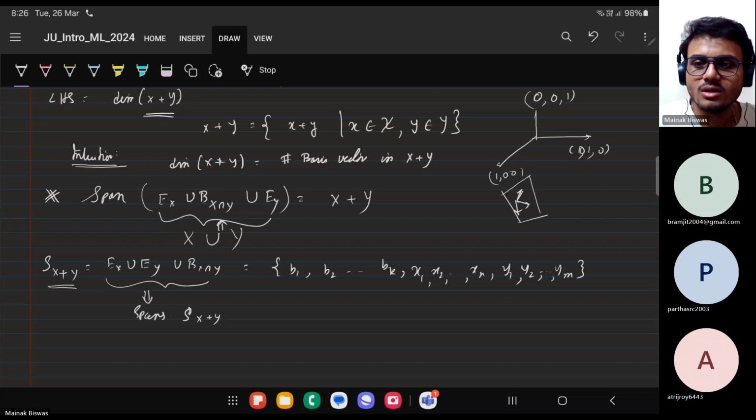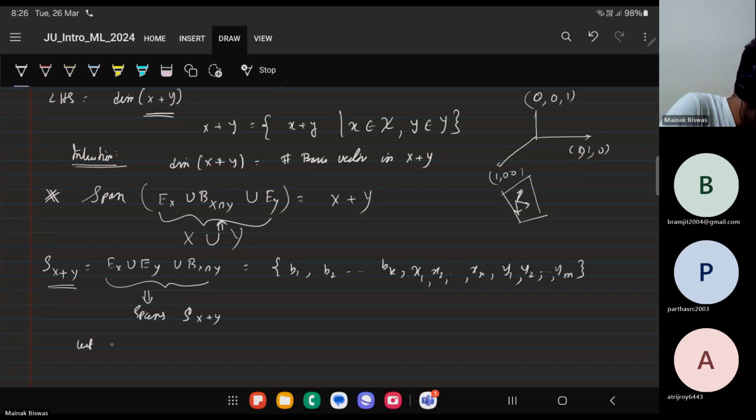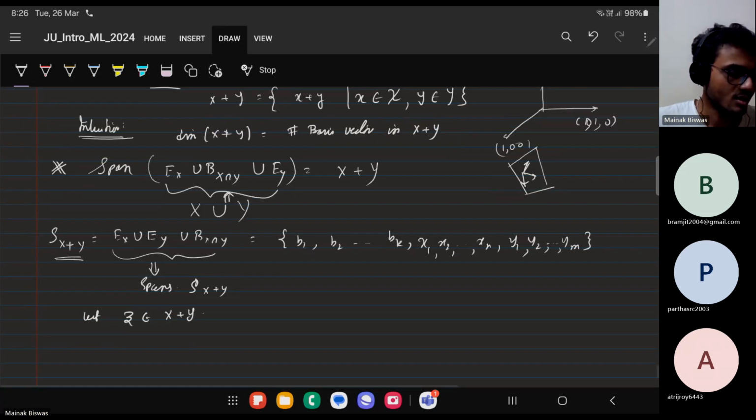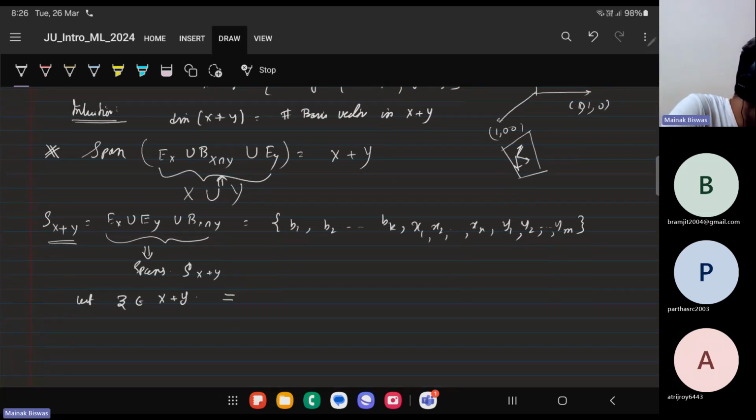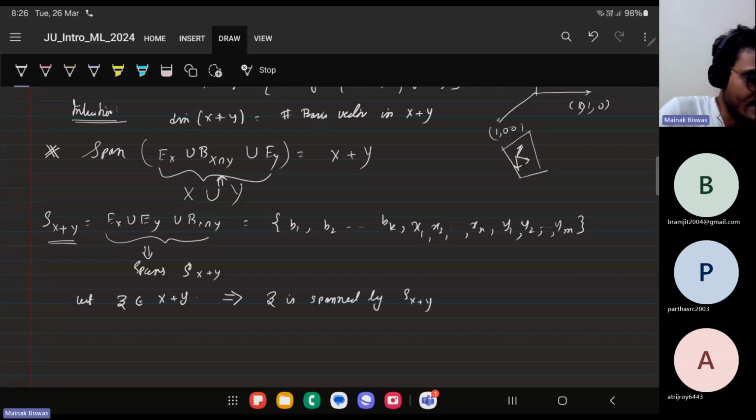Yes. Okay. So now how will I show that? Let z belong to x plus y. Then I have to show that if z belongs to x plus y, then z is spanned by the spanning set of x plus y. I have to show this, then only I can show that. So what can I write?